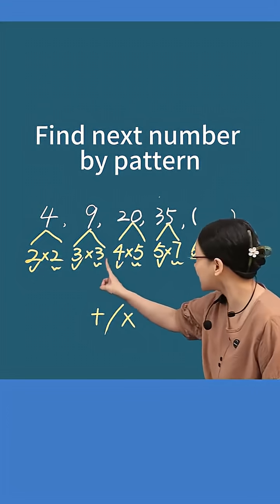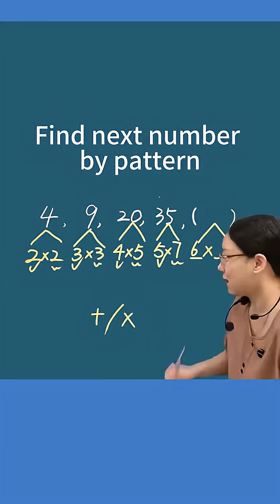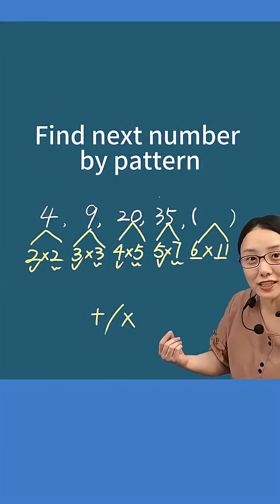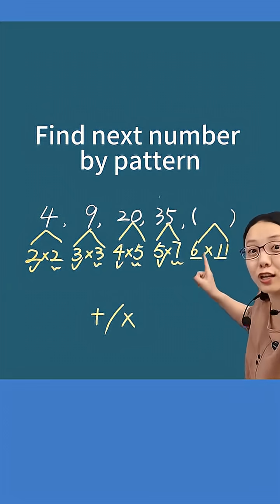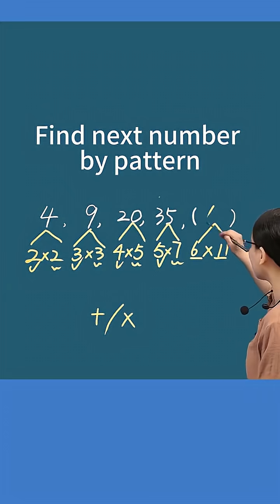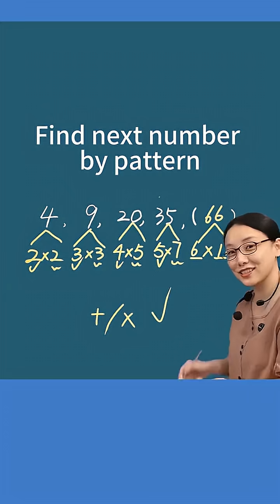Let's continue. 2, 3, 5, 7. What's the next prime number? 11, right? So in this case, the number we need to fill in is 6 times 11, which should be 66. And with that, we've finished this problem.